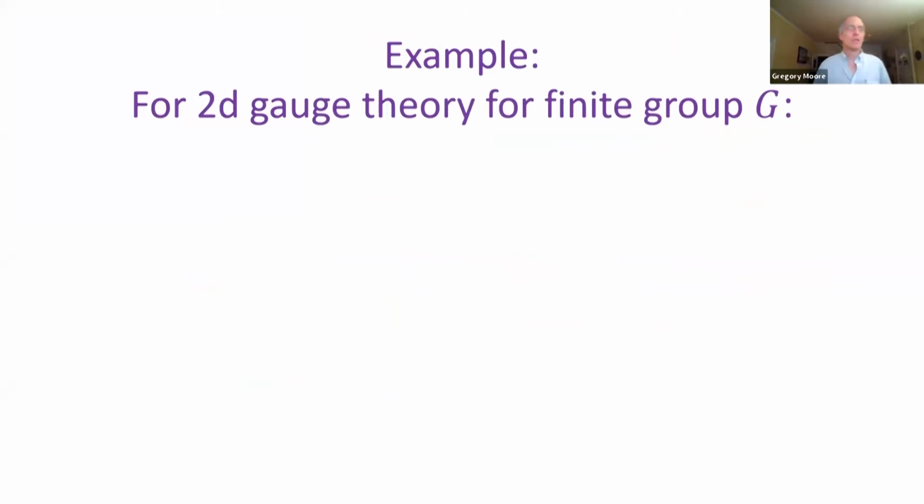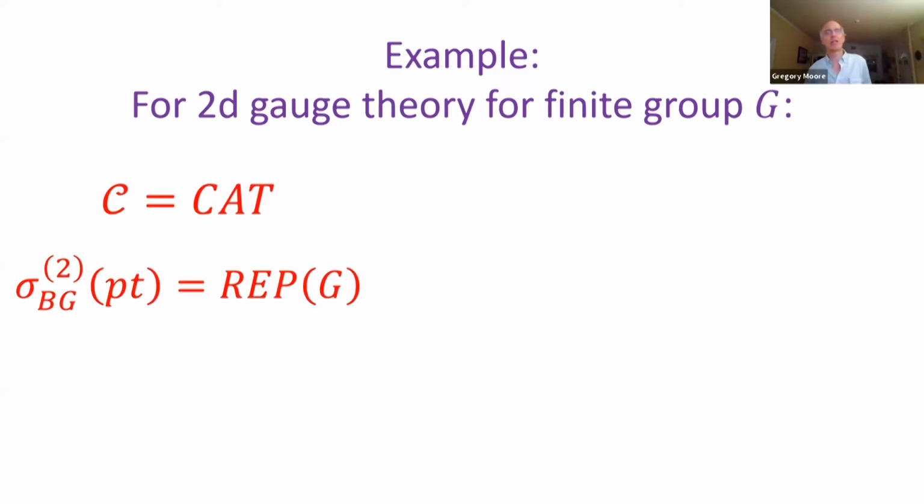So just to really stress this point, if I look at a 2-dimensional gauge theory for a finite group G, and I choose my codomain to be the 2-category of categories, then the value of the field theory on a point would be a category, and you get good results if you take that category to be the representation category of G.